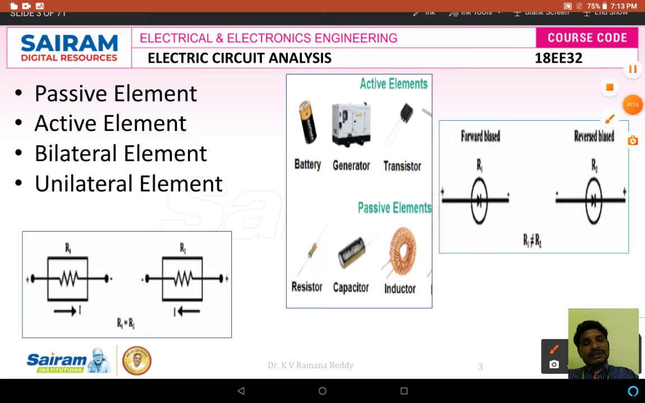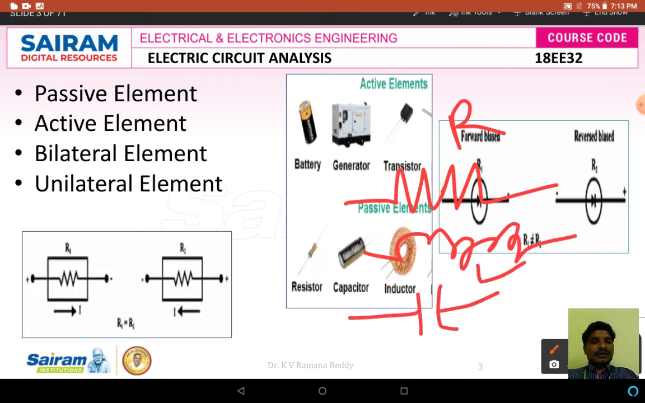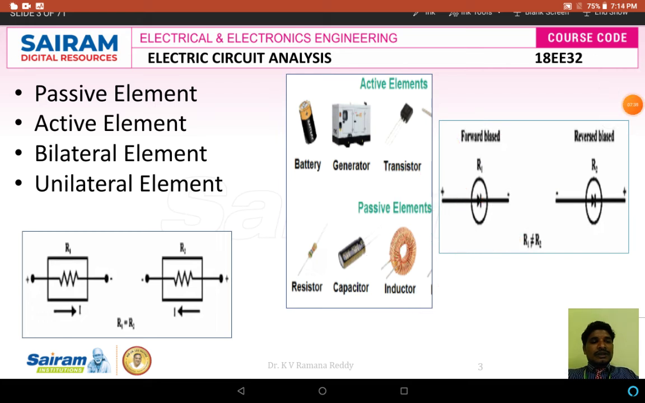Not only the resistor is a bilateral element; some more examples of bilateral elements are the inductor and the capacitor. These three elements, resistor, inductor and capacitor, are called bilateral elements, which have bilateral ends and allow the same amount of current in either direction, hence they are called bilateral elements.